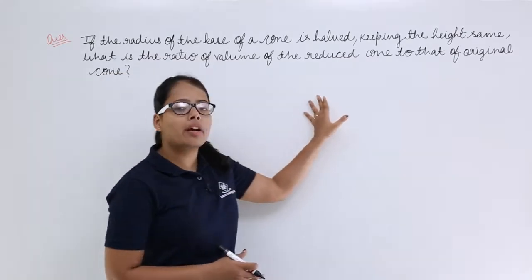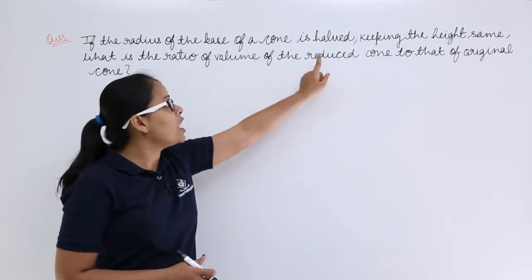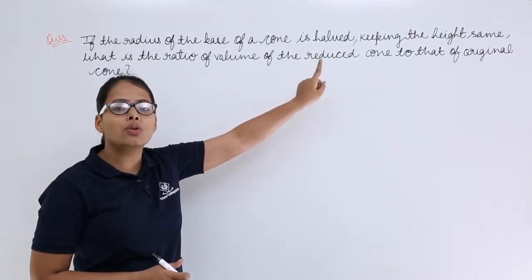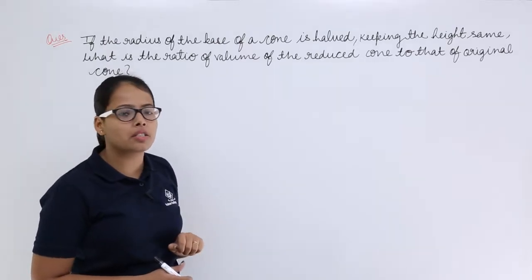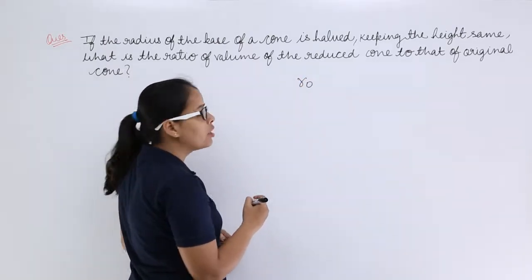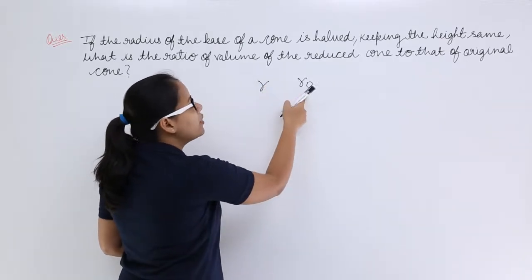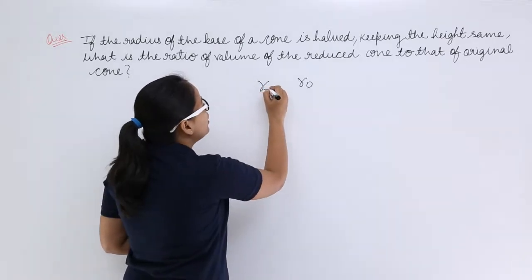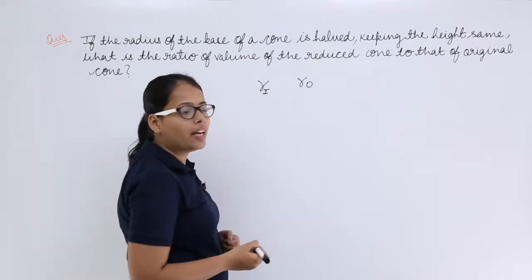So what you are doing in this problem is changing the radius to half of the original radius. Let's represent the original radius as RO and the radius after changing it as RI.